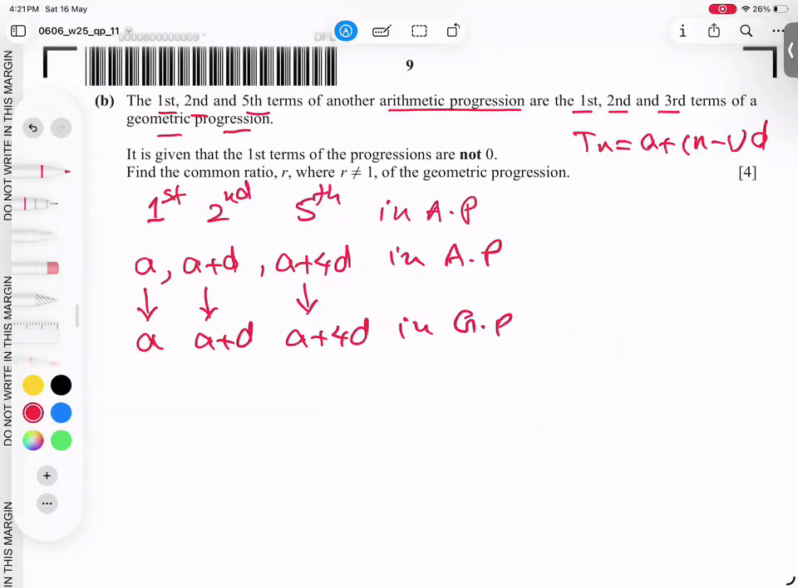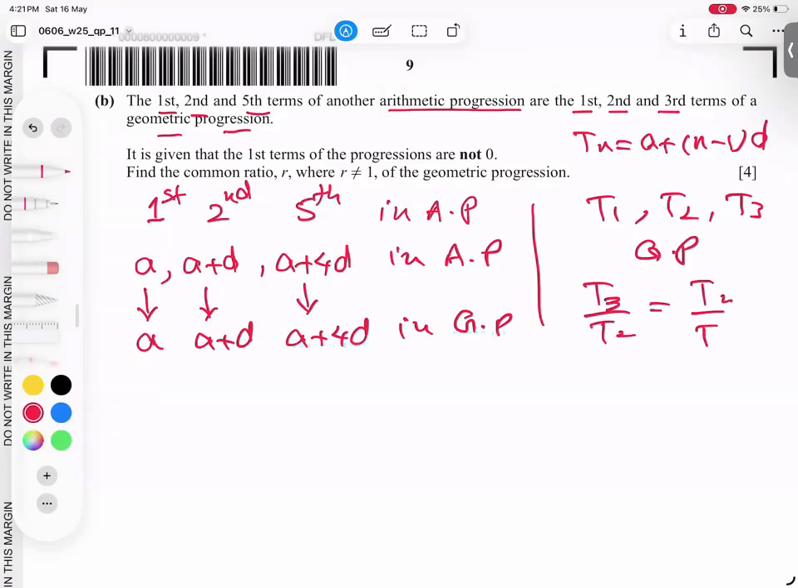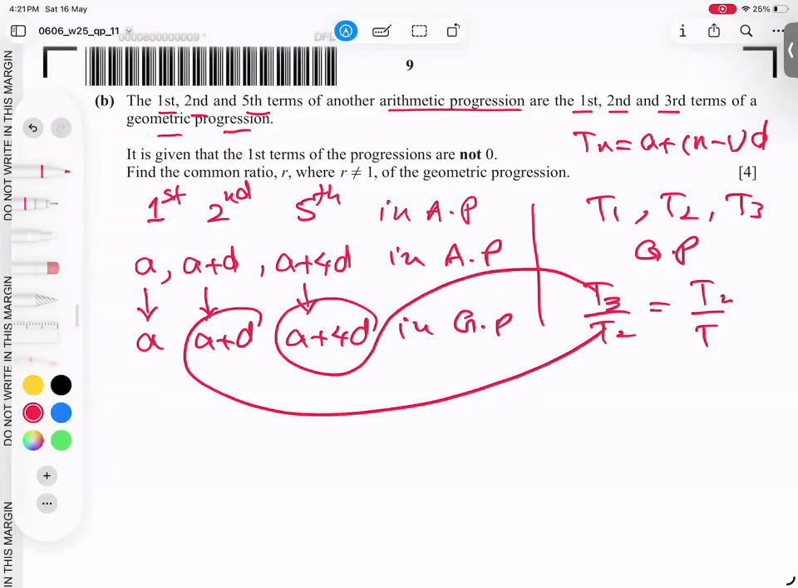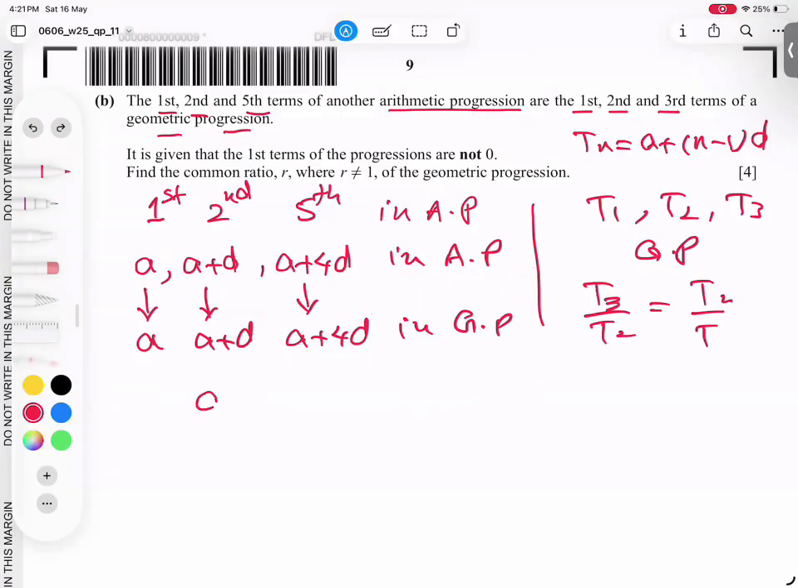When 3 terms are given, for example term 1, term 2, and term 3 in a geometric progression, we can say the third term divided by the second term is the same as the second term divided by the first term, which I'm going to apply now. The third term goes up and the second goes down. So a plus 4d over a plus d is equal to a plus d over a, and I'm looking for the solution.